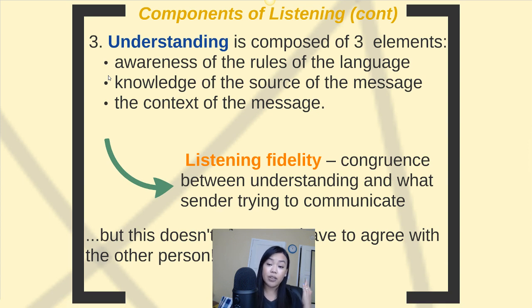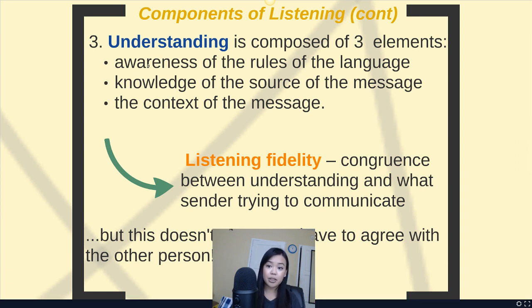These 3 bullet points are our social scientific definition of understanding. So please do not use your personal definition of understanding when you're approaching this chapter. Use these 3 bullet points or the textbook's definition, because that's what we're going to go by. Understanding means that you have the awareness of the rules of language, knowledge of the source of the message, and the context of the message. If you don't have these 3 factors, we as communication studies researchers say that you did not fully understand the message. And so let's go through what this means.